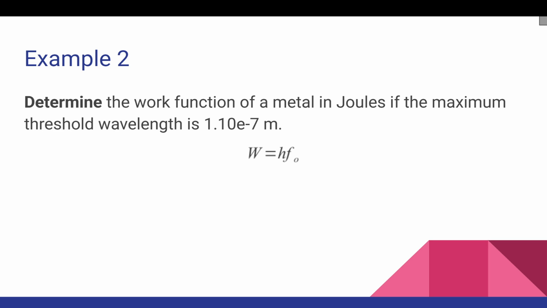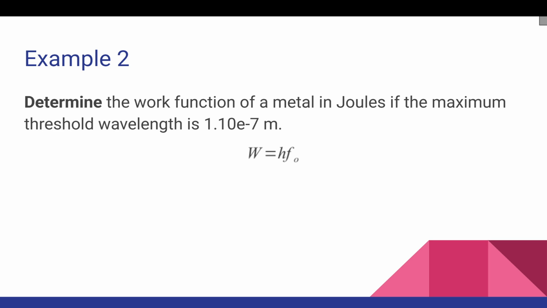Now, what about if I switch things up a little bit? I say I want to know the work function of a metal measured in joules, so I'm going to use Planck's constant in joules. If the minimum, or sorry, I should say the maximum, I've got it written right there, if the maximum threshold wavelength is 1.10 times 10 to the negative 7.